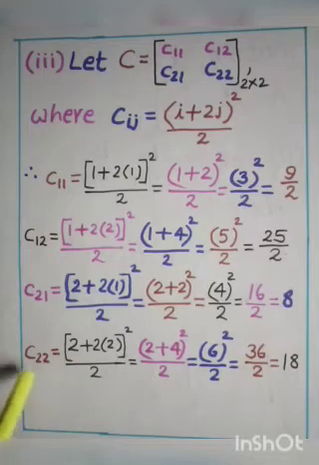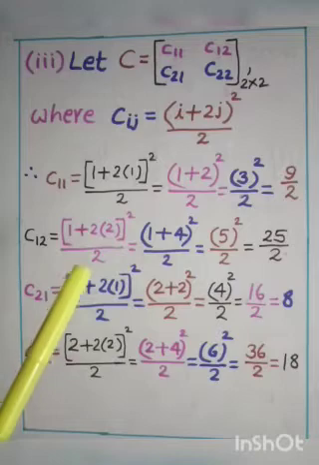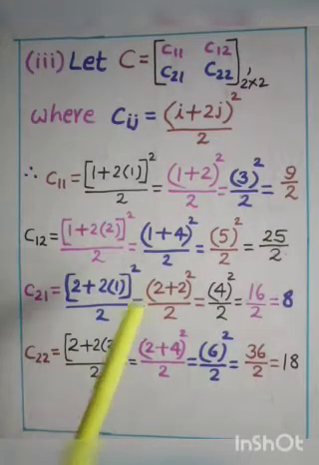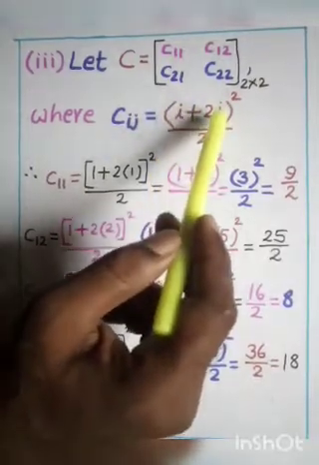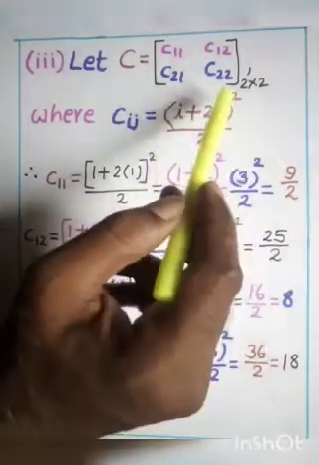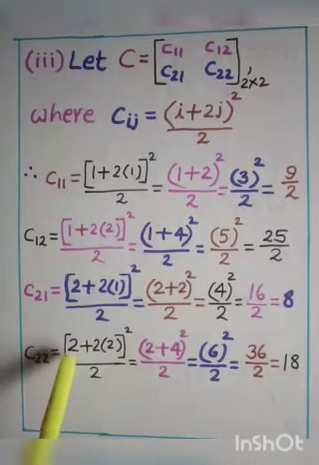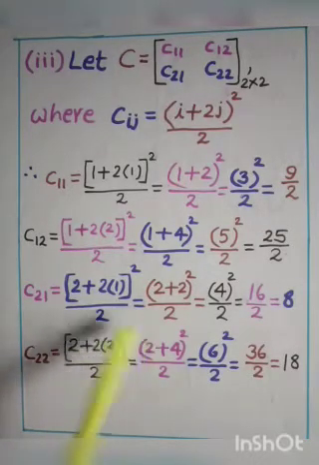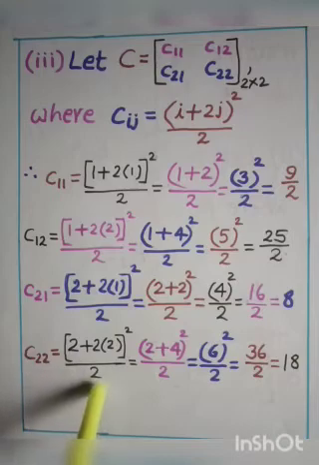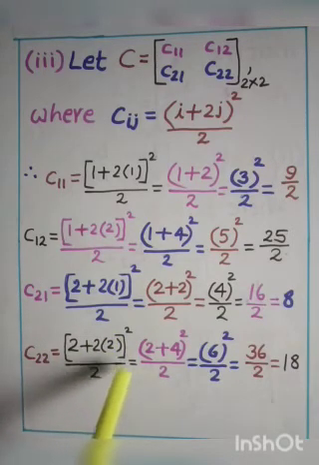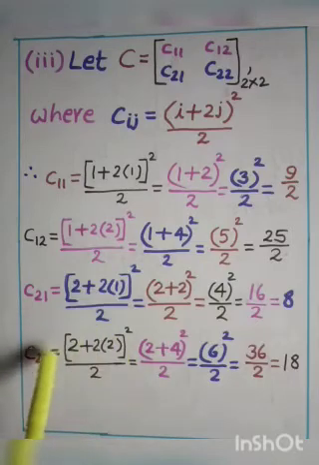Similarly, we find the last element, second row, second element of the matrix. To find the second row, second element of the matrix, I substitute i is equal to 2 and j is equal to 2 in this rule. Understood, my dear children? Right. So we get here (2 + 2 × 2)² / 2. Understood this step, my dear children? Right. That is equal to, I am simplifying these numbers.